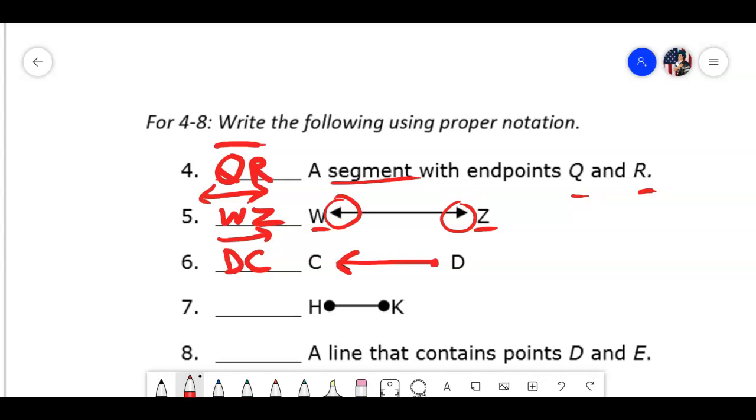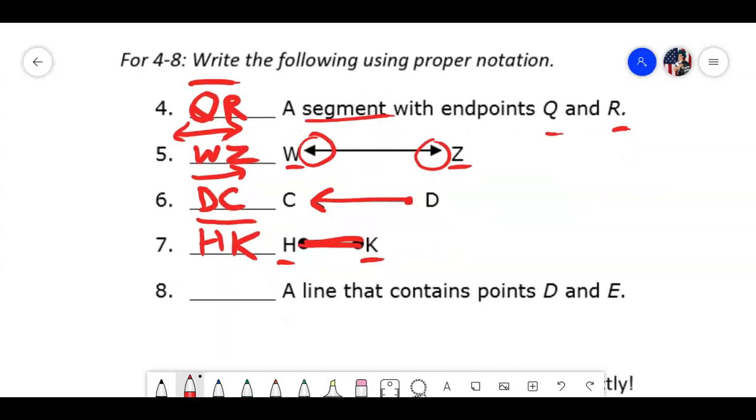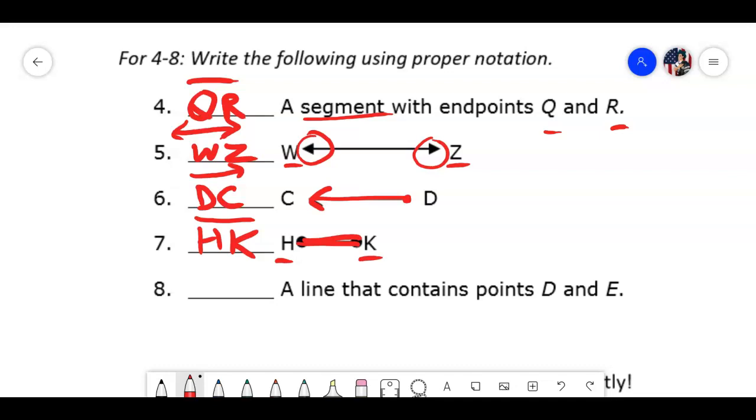All right, number 7. What do you call it when there's no arrowheads? Segment. So go and put HK. And then on top of it, no arrowheads, just like the picture. Okay, you're just matching things up pretty much. Okay. Number 8 says it's a what? Line. Does a line have arrowheads or not? Or one? What do you think? Two arrowheads. A line has to have both arrowheads. So my two letters are going to be DE. And on top, a line with two arrowheads.